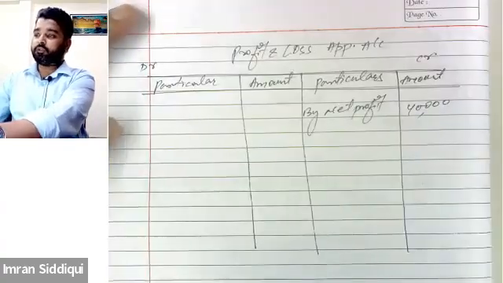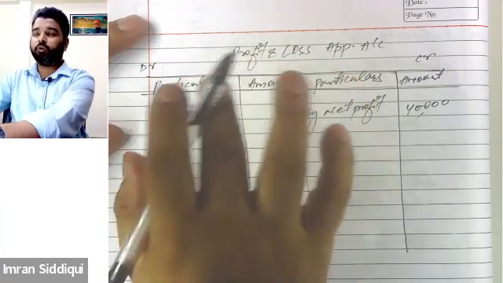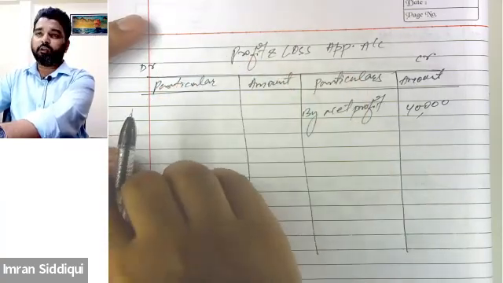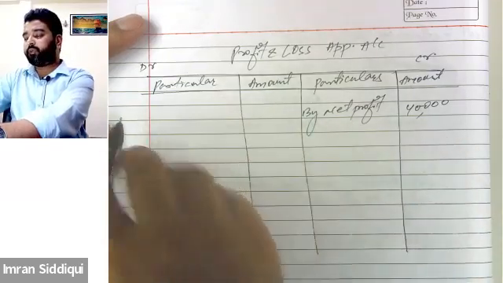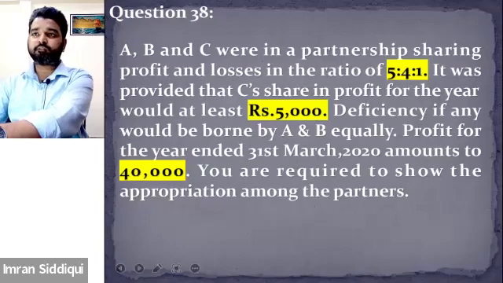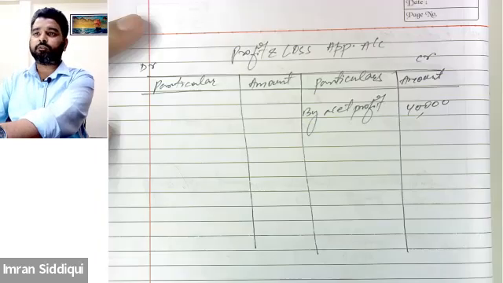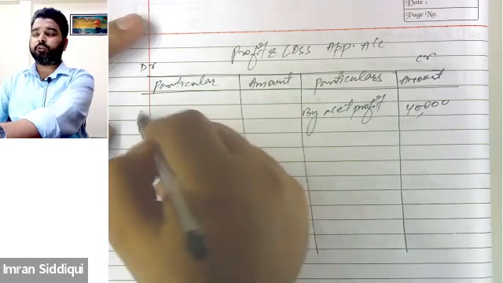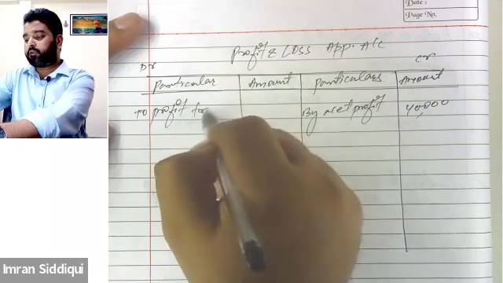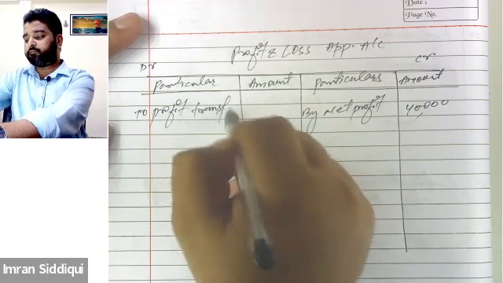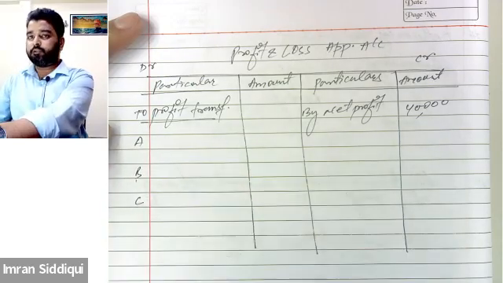There is nothing else to be written in the P&L appropriation: no interest on drawings, no interest on capital, no salary, no commission, nothing. Only the profit needs to be appropriated among the partners, right? There is nothing more needed in the question. So we will write down profits transferred to A, B, and C.